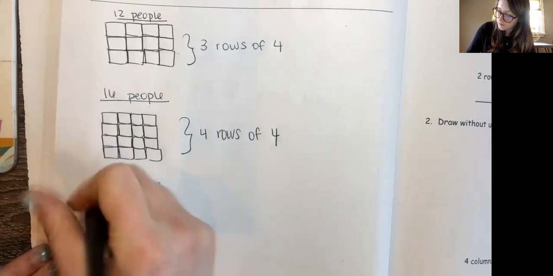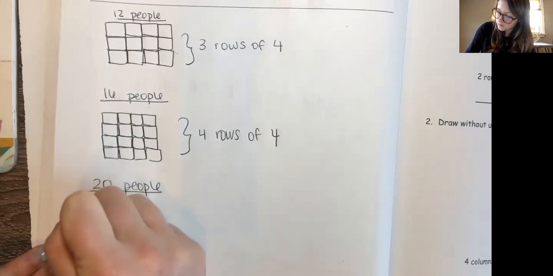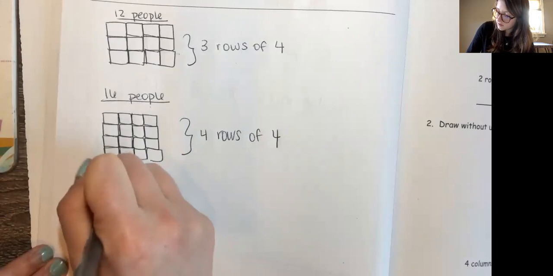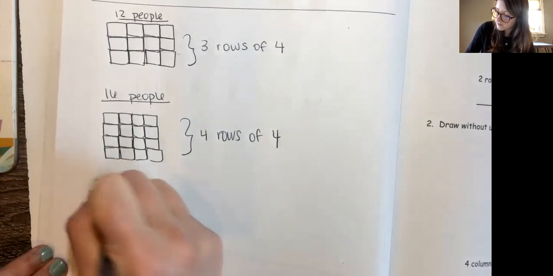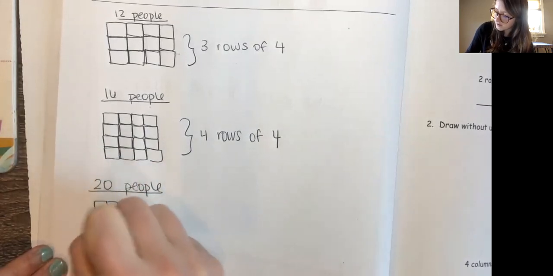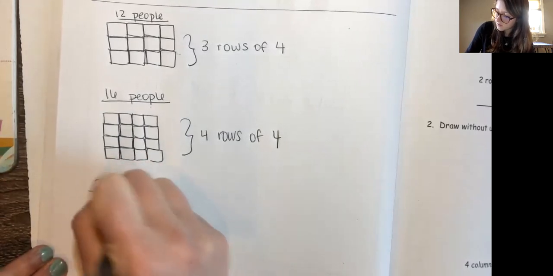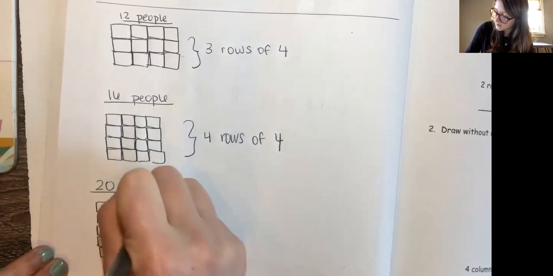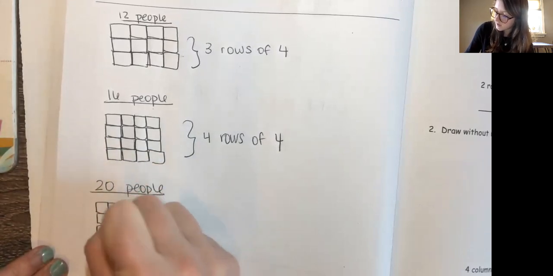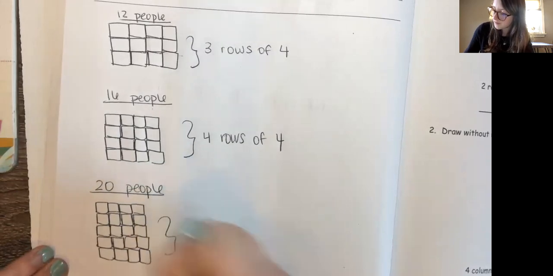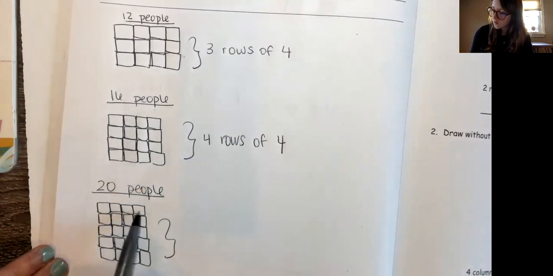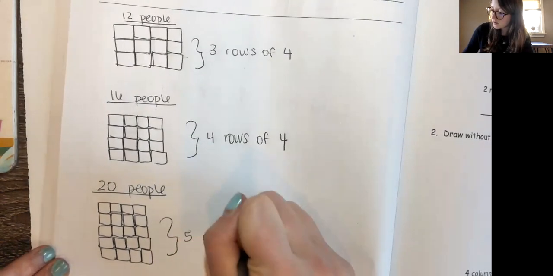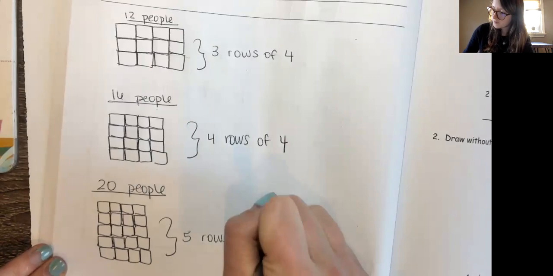So I'll have 1, 2, 3, 4 rows plus 1 more would give me 5 rows. 5, 6, 7, 8, 9, 10, 11, 12, 13, 14, 15, 16, 17, 18, 19, 20. So altogether I have 5 rows. 1, 2, 3, 4, 5. 5 rows of 4 in each row.